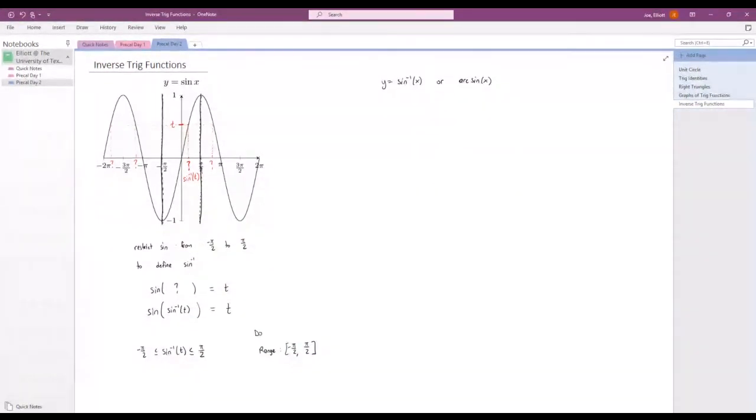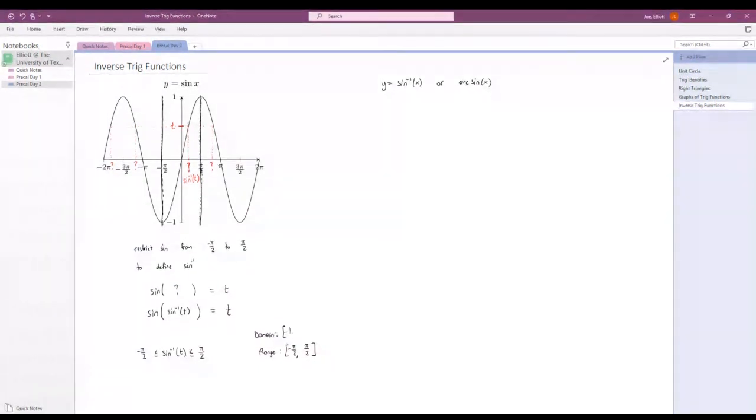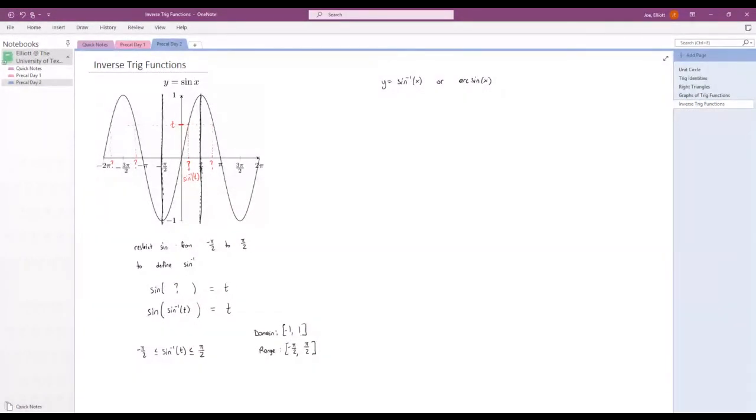Whereas the domain of the inverse sine function is the range of the original. So the range of sine is from -1 to 1. So the domain of its inverse is -1 to 1. Okay.